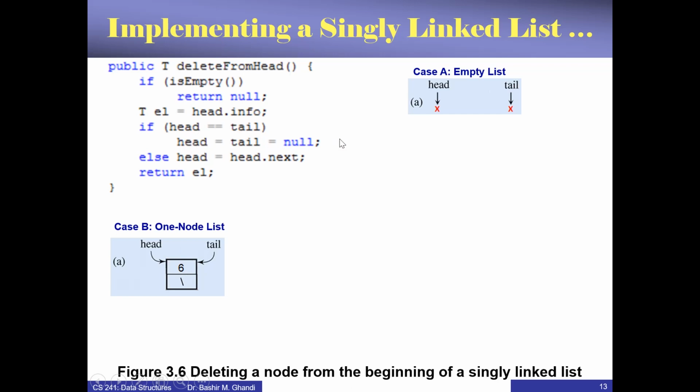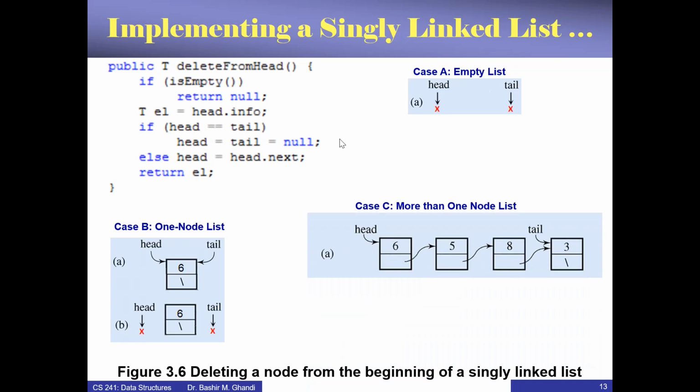Okay. The last and the most typical scenario is that the list already has some information. The list, so this is of course the result you will have after doing head equal to tail equal to null. Okay, so we can see this node now has no reference, therefore it's going to be deleted by the system automatically. Okay, the last scenario is where we already have nodes in the list and we want to delete the first one. How can we delete this node?